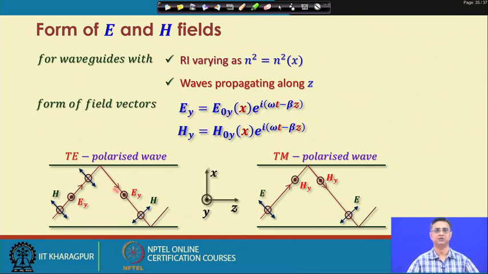So, for the TE polarized wave, we will have three components of the field vectors: E y, H x and H z. Similarly, for the TM polarized wave, you have three components of the field vectors: H y, E x and E z. So, these are the groups of three field vectors which will individually constitute the transverse electric polarized wave and the transverse magnetic polarized wave.